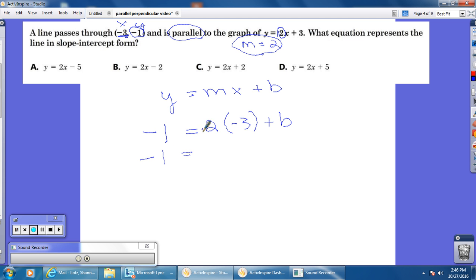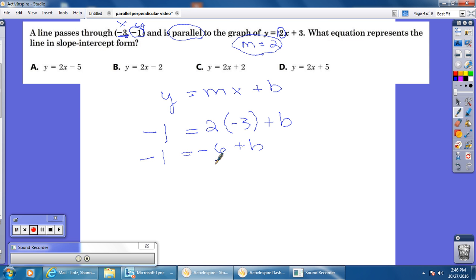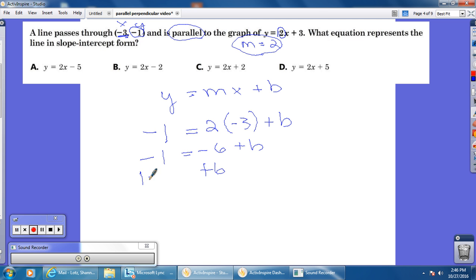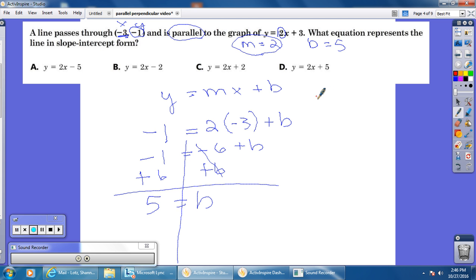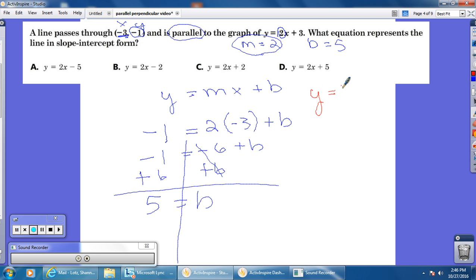-1 is equal to, a positive times a negative is negative, 2 times 3 is 6, so -6 plus b. Okay? So now I add 6 to both sides. 6 minus 1 is 5. These cancel and I bring down the b. So my b is equal to 5. My new equation is y is equal to 2x, since it's parallel I keep the same slope, plus 5.